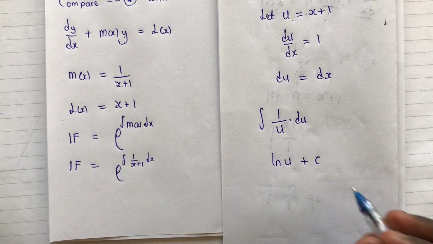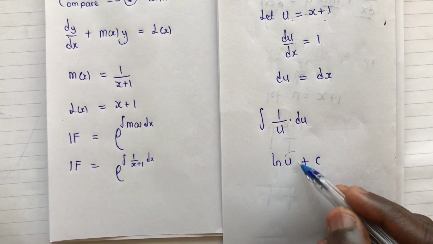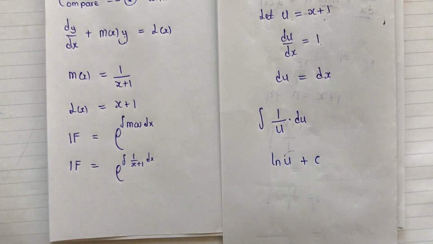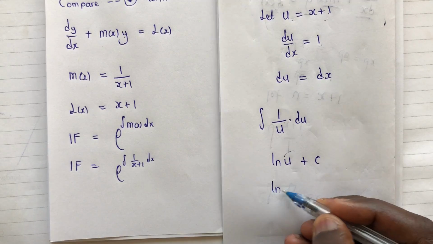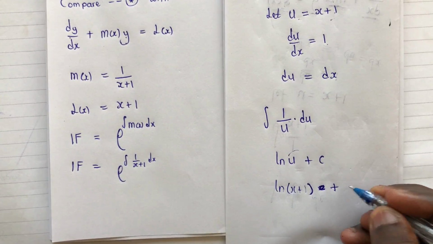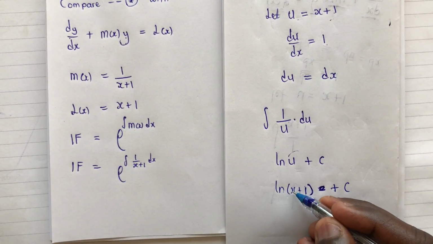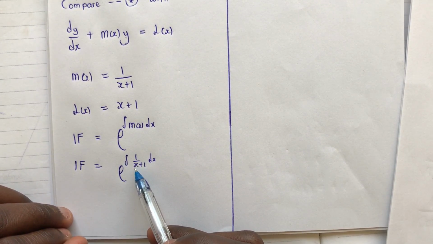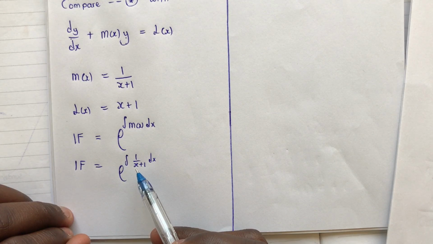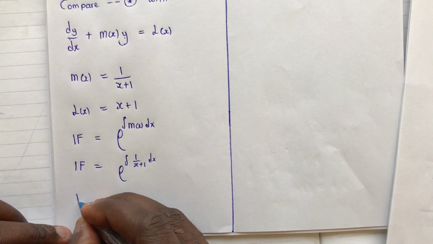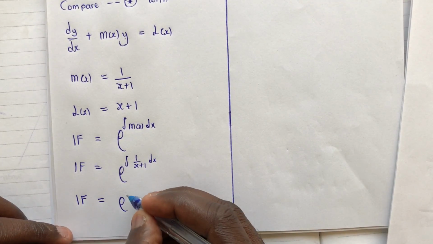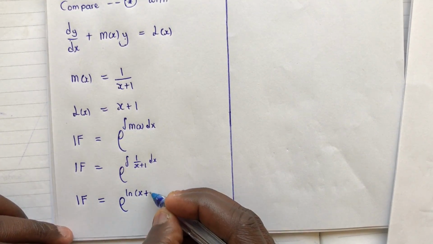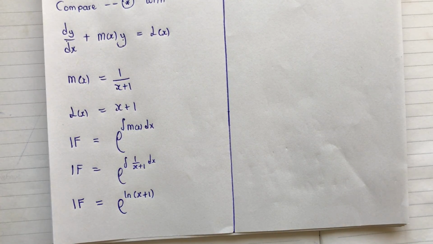Now, all you need to do is, what is u? You said that u should be equal to x plus 1. So you can substitute it back. So we have ln of x plus 1 plus c. This is it. We have ln of x plus 1 plus c. So like I said here, the integral of this will give us ln of x plus 1 plus c. So we have our IF equal to e to the ln of x plus 1. Now note that I do not need the constant of integration here because I am working with the what?